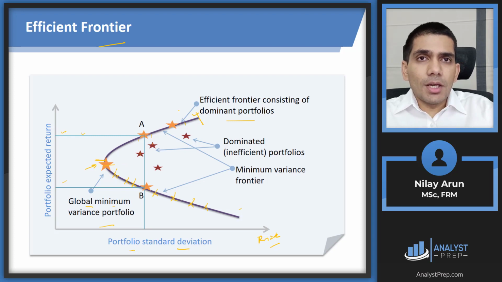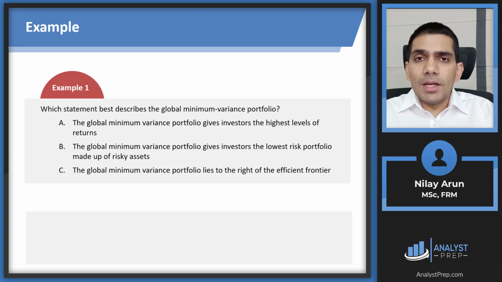Now, the next thing that we look at is an example to understand this better. Which statement best describes the global minimum variance portfolio? Remember, that is the point that we just saw. That was the leftmost point. A, the global minimum variance portfolio gives investors the highest level of returns. B, it gives investors the lowest risk portfolio made up of risky assets. C, the global minimum variance portfolio lies to the right of the efficient frontier.